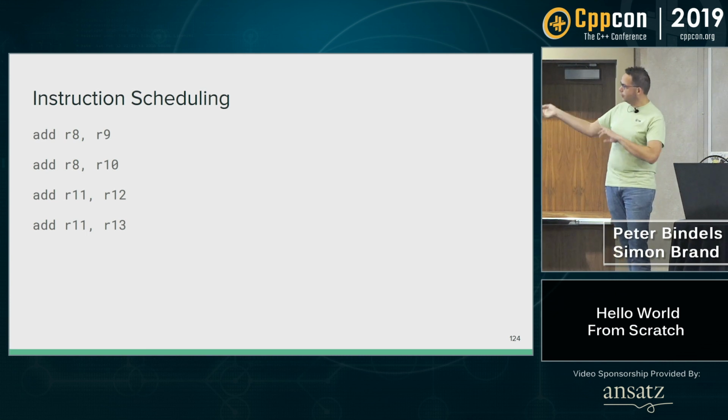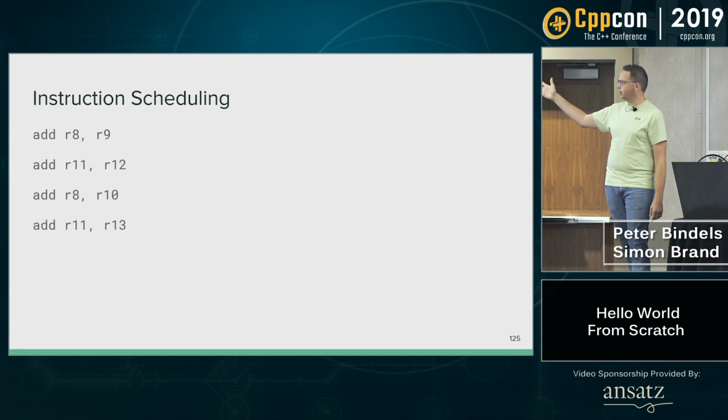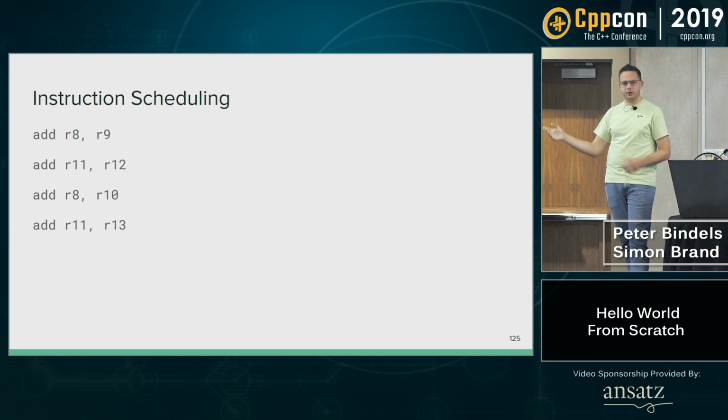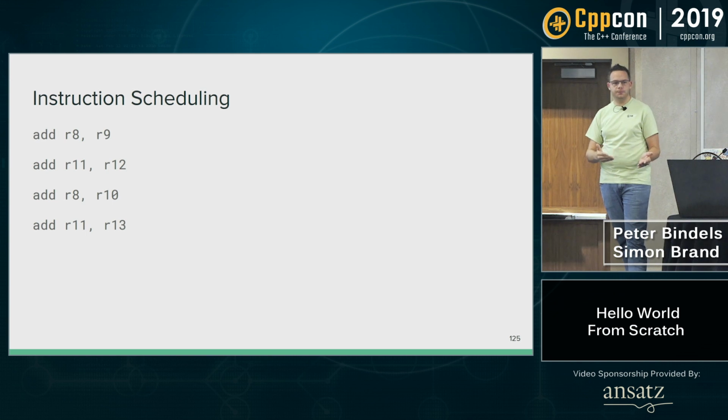But if we swap the middle two, then we have two instructions that can execute in parallel, and then again two that run in parallel, which means that we did the work of three cycles in two, which means that our program became more efficient just by swapping the order of things that we do.